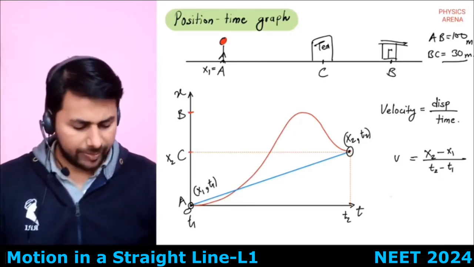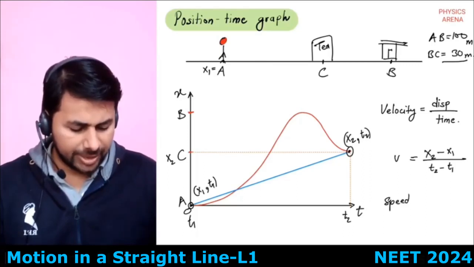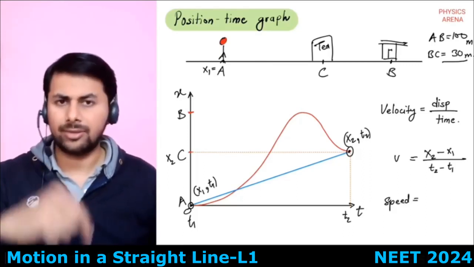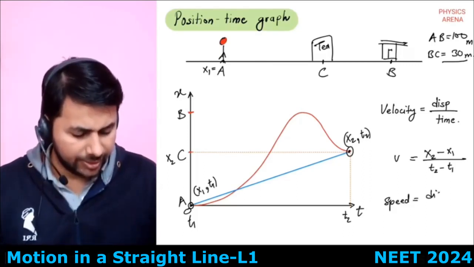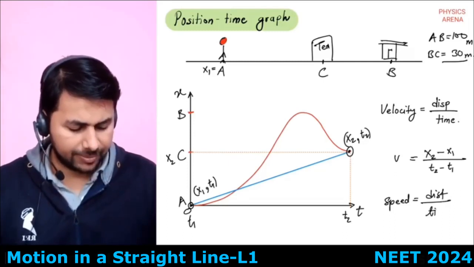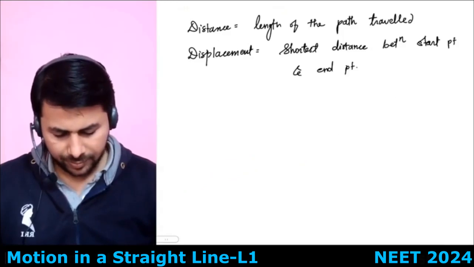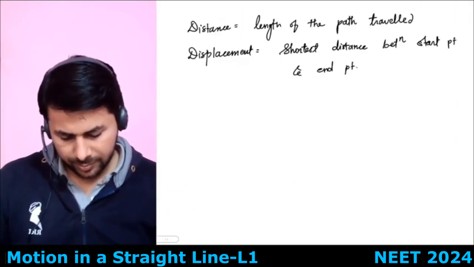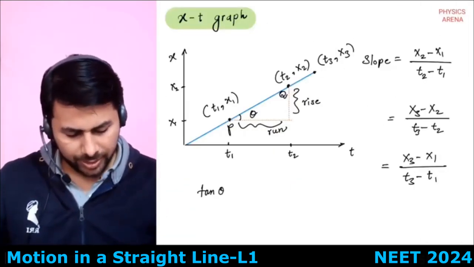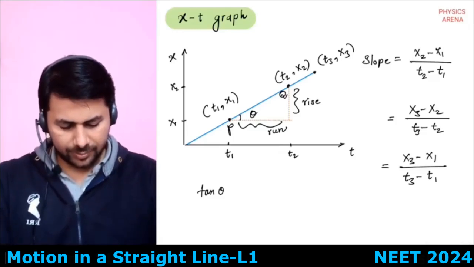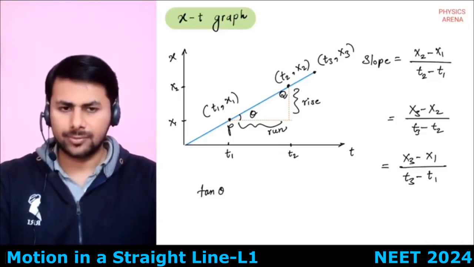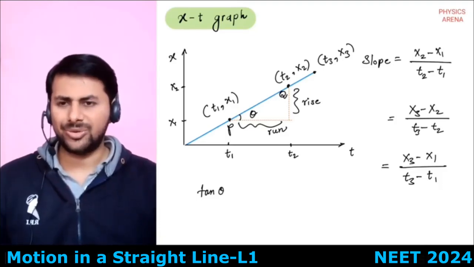And similarly you can find out the speed. So what will be the speed? It is the total length of the path, the distance covered, divided by time. Okay, so I hope you know this thing, right? Is there a question in this?